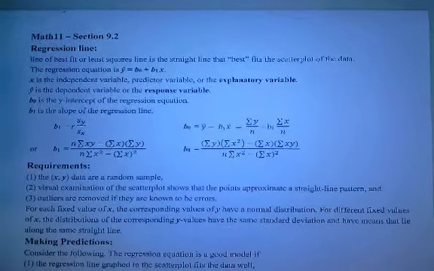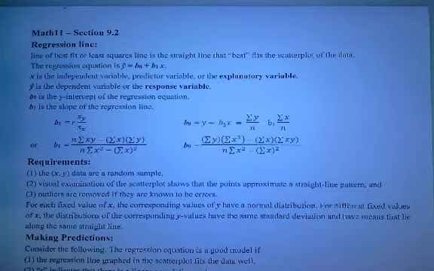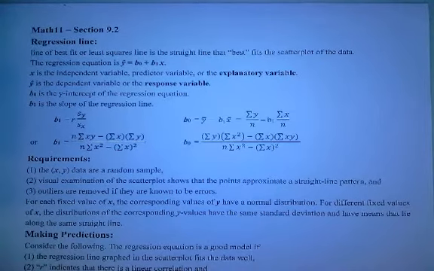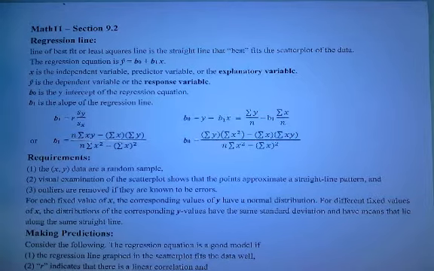Now, requirements: a simple random sample of paired data. Visual examination of the scatter plot shows that the points approximate a straight line pattern. So basically you can do the math, but if the points don't line up in something approaching a straight line, approximately, it doesn't have to be right on a straight line, then your equation isn't really going to mean much. Outliers are removed if they are known to be errors. However, if you don't know them to be an error, then generally it's a good idea to do your regression line both with and without the outliers to see what kind of difference it makes.